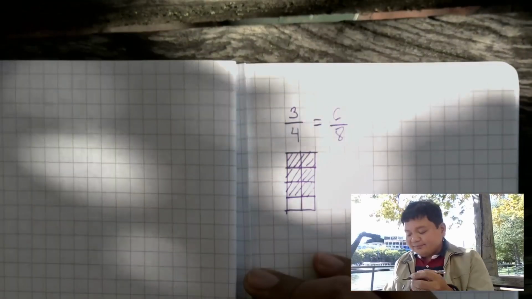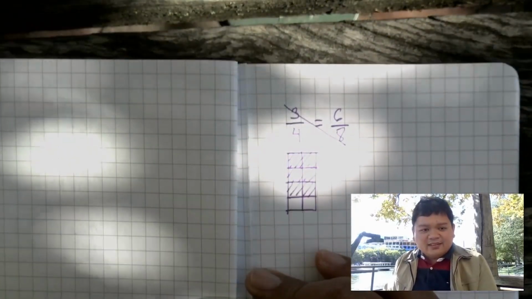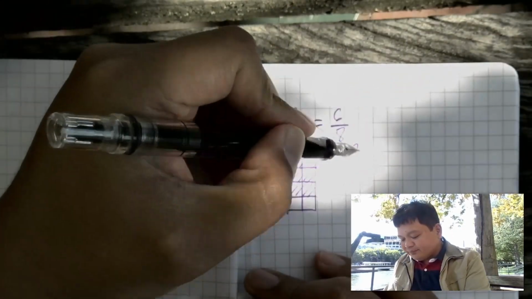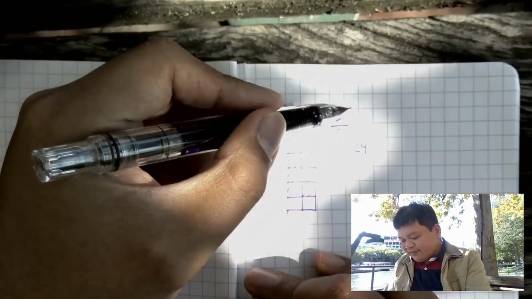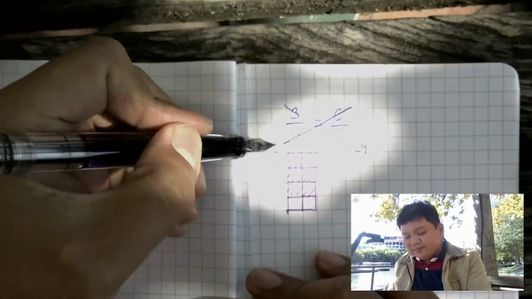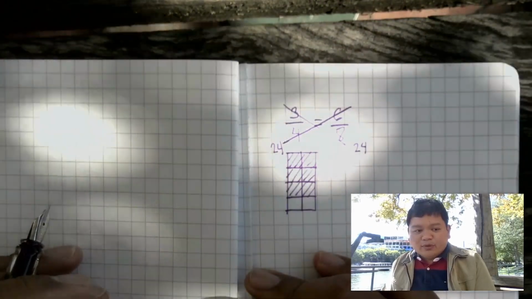If the two products are the same, then we have a proportion. For example, notice that 3 times 8 is equal to 24. And also, 6 times 4 is equal to 24. So since the products match, then the proportion is true.